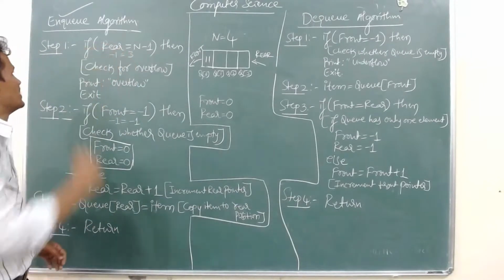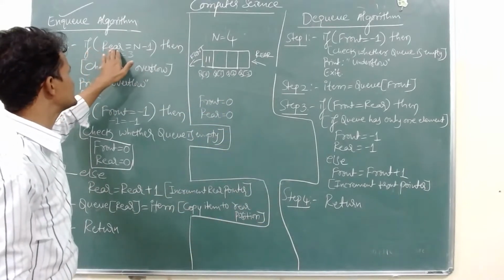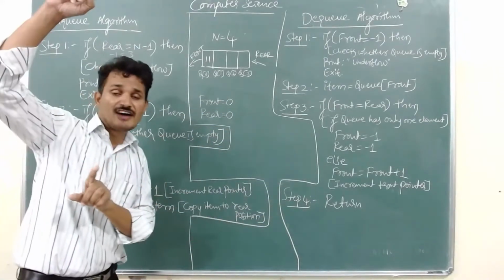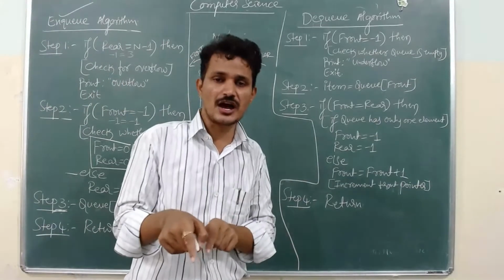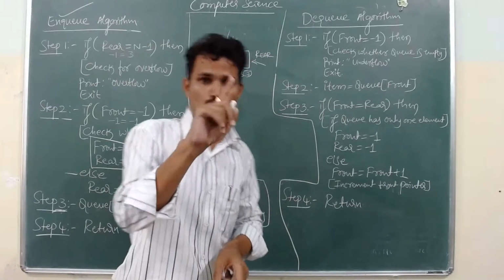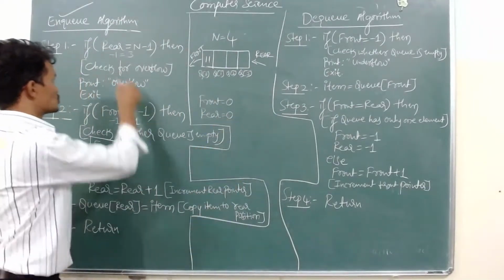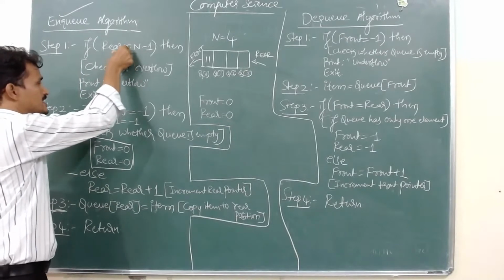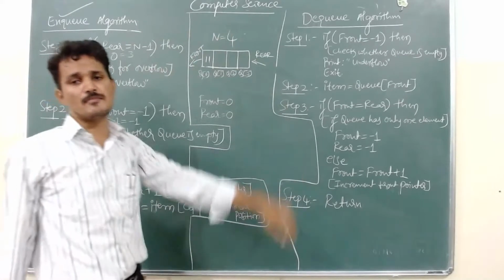Again it goes to the beginning, step 1. Have a look at this. If rear is equal to n minus 1. What was the value of rear the last time? Rear was -1. Now this time rear is 0. Rear is 0, so I'll just change the value. Instead of -1, I'll go with 0. Rear is equal to n minus 1.